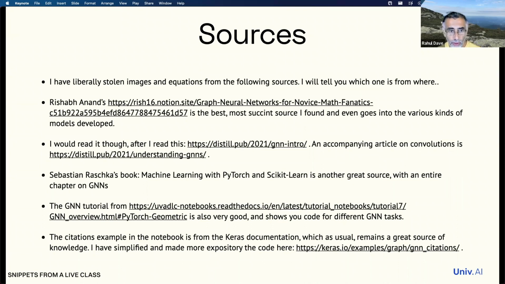And for today's talk, I have liberally stolen images and equations from the following sources. And I've linked all these sources for you in the PDF as well. They're all extremely good sources, which I strongly recommend reading. And I strongly recommend reading them, roughly speaking, in the order in which they're listed on this page.